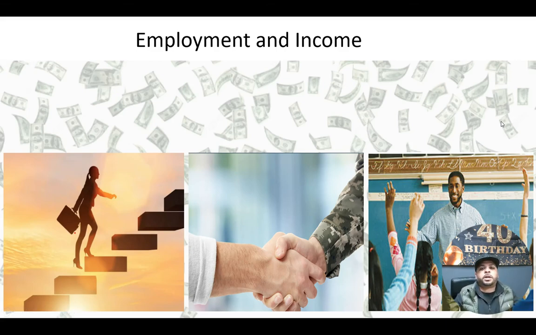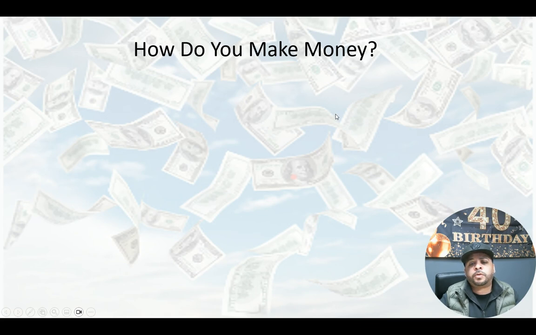All right, so today we're going to take a deep dive into employment and income as it pertains to, of course, purchasing a home, which is going to be a key component of determining someone's ability to repay. Okay, and that's really what this all boils down to: ability to repay. So, in looking at employment and income, the key question is how do you make money?